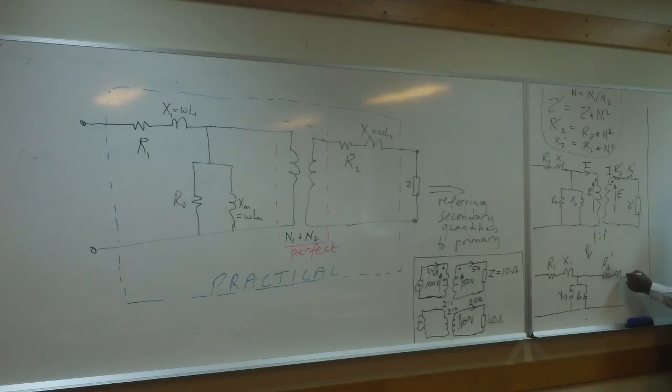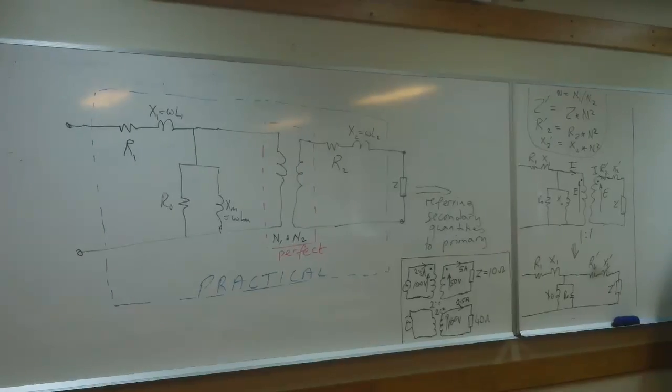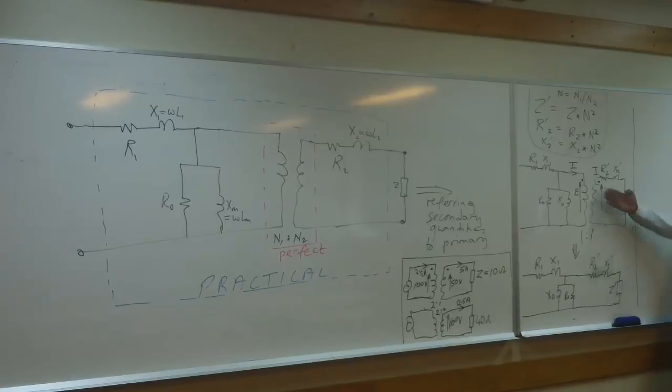Prime x2 prime z prime. Okay. So we go from here to there. And you may have seen this before, that so-called exact equivalent circuit of a transformer. Now, what allows me to go from here to there? What allows me to go from there to there is no equation or no theory. It's just obvious. It's so obvious you don't write anything down.